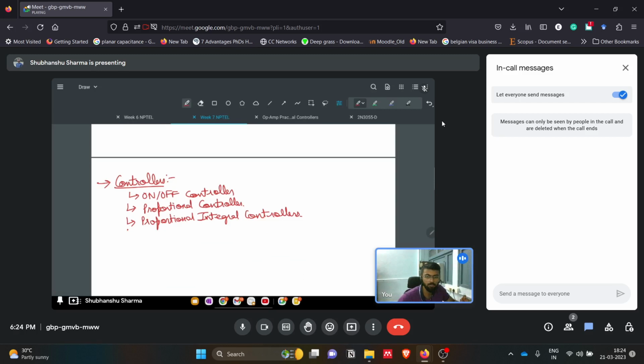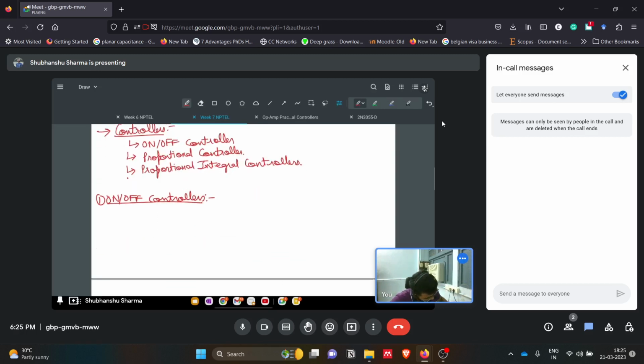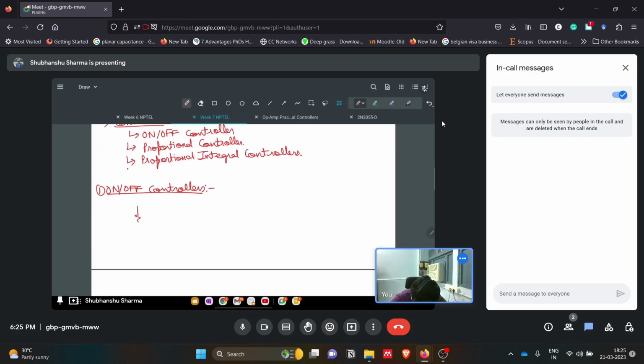So in week 6 also we saw a little about these controllers, when we talked about the on-off controllers. We realized the on-off controller using positive feedback, that is basically a Schmitt trigger. So using Schmitt triggers we realized this. We had a positive feedback configuration for our op-amp. This is 100K.